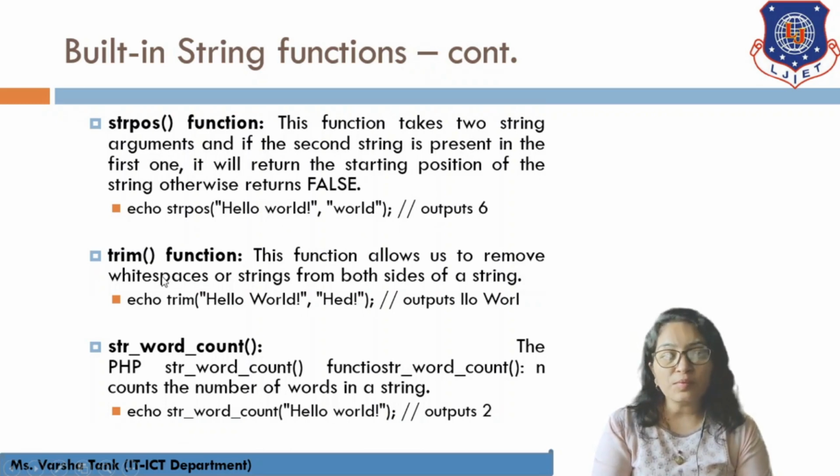Now next is the trim function. The trim function allows you to remove white space or characters from both sides of the string. Here it will again take two arguments: the original string and the characters that you want to trim. So the output will be: from the start it will remove the he, and from the end it will remove the d and dollar.